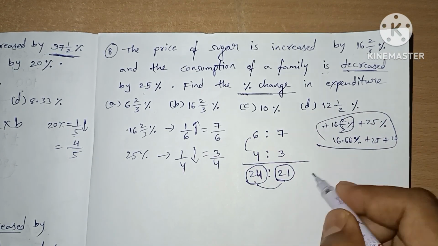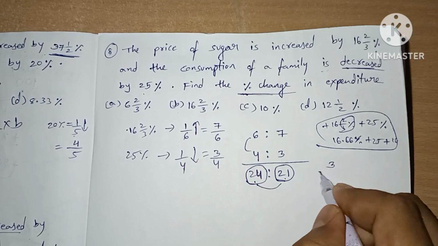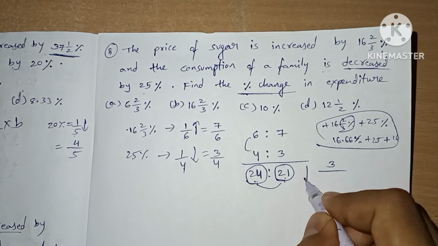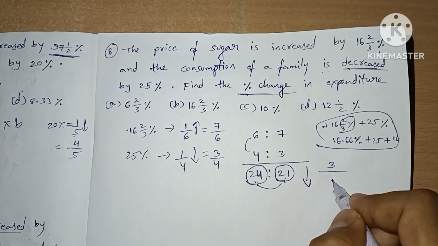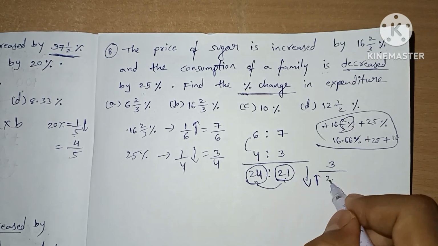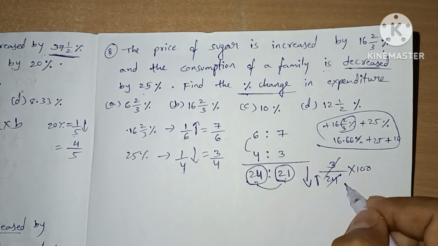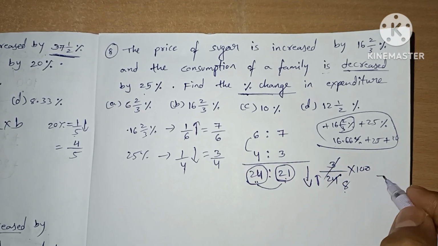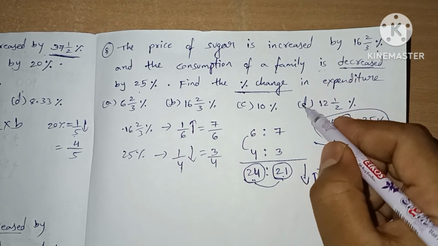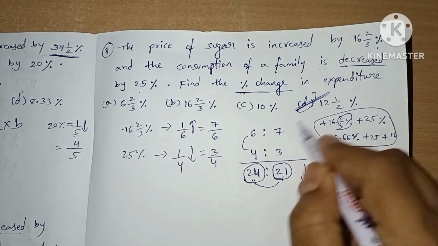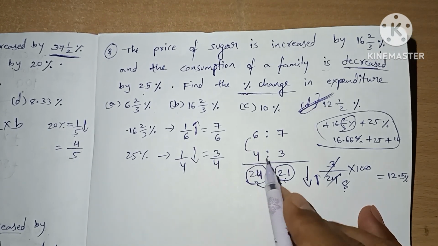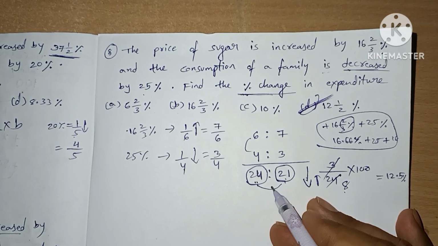So here the change, the difference between these two, is 3, and initially it is 24, now it is decreasing. Decreasing means in the denominator we take the bigger value, opposite to the previous one, which is 24, into 100. 3 by 24 is 1 by 8, so 100 divided by 8 is nothing but 12.5 percentage. So our answer is 12.5, option D. This is why we need to know the basic traditional method and the formula method also.